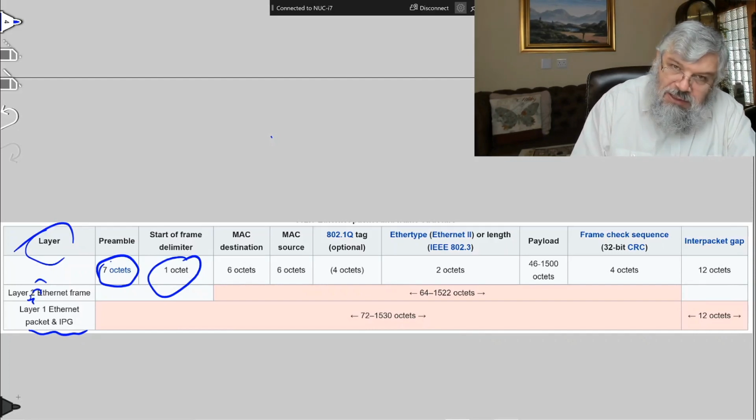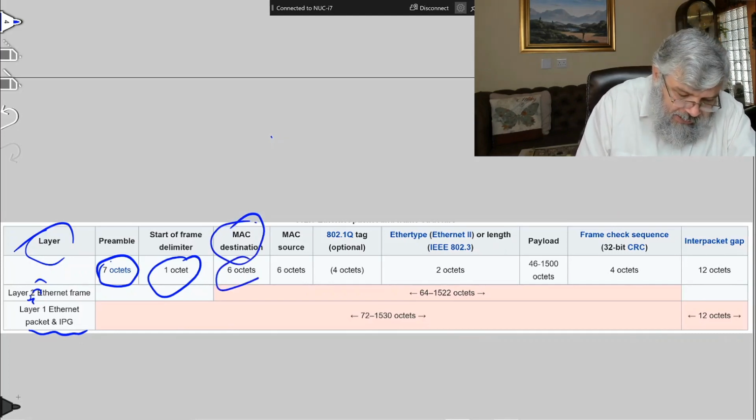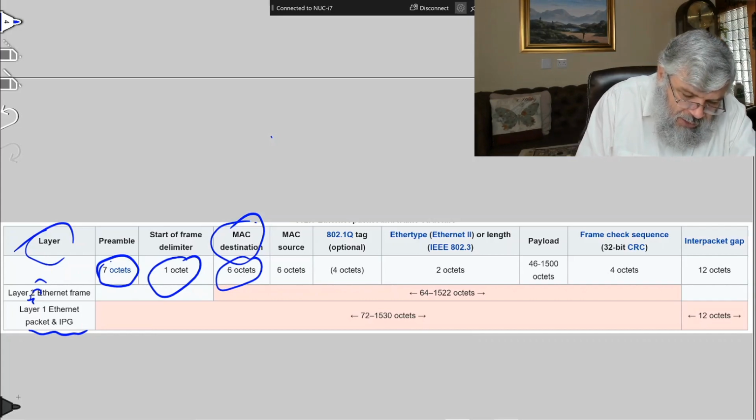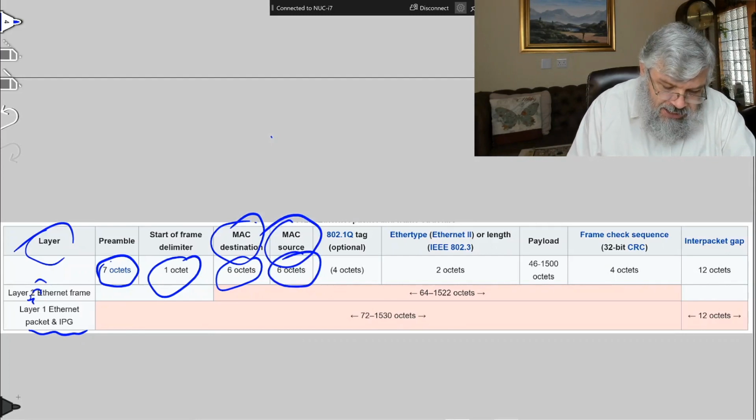And then the first entry in this is the MAC destination, 6 octets. So you can see that it is using known field lengths. It knows that this address will consist of 6 octets. This is the destination address, and more specifically the MAC, the Media Access Control destination address. We'll say more about this in a moment. Then you will also see the MAC source address, and again a known field length, 6 octets.